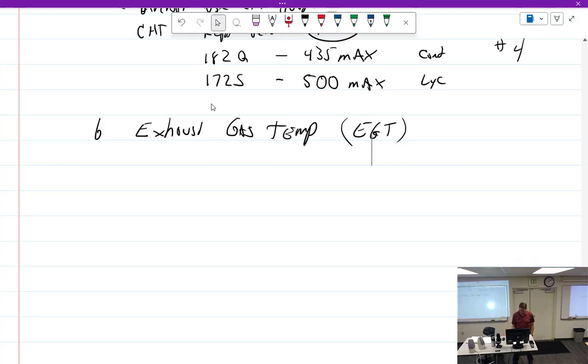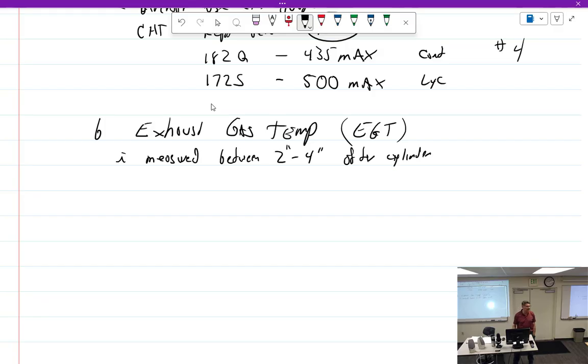So exhaust gas temp, EGT. It's usually measured, if you install these systems, they'll tell you to install them here. Measured between 2 to 4 inches after the cylinder. So instead of your exhaust pipe coming down, you get 2 to 4 inches, drill a hole, put the probe in. But yet, my plane from the factory, it was like 8 or it's way down there. So it's not always that way.